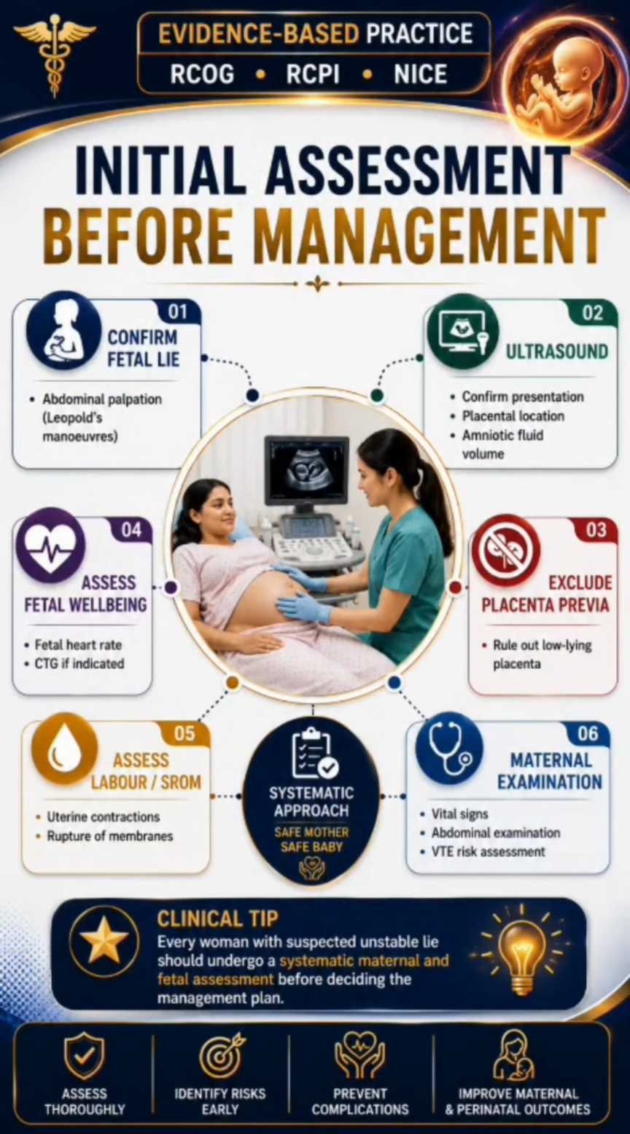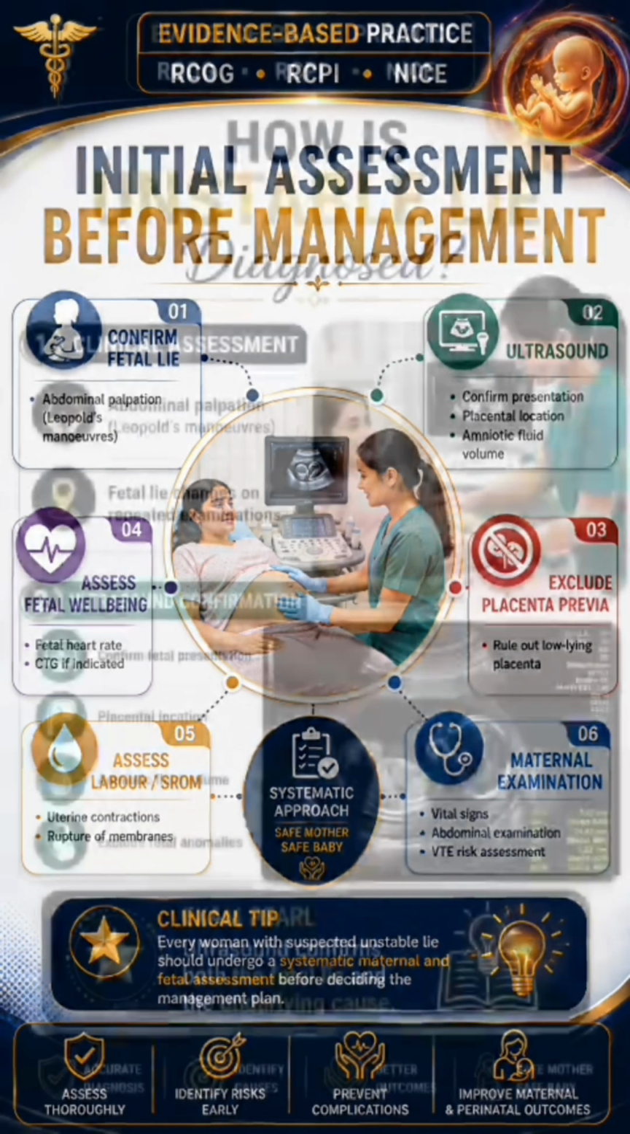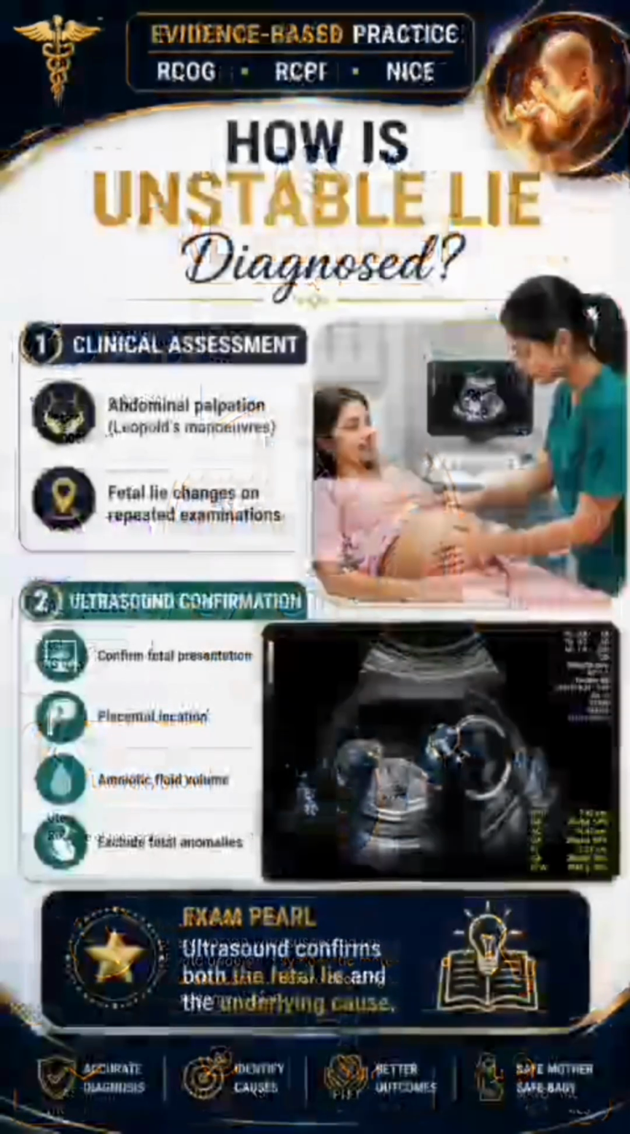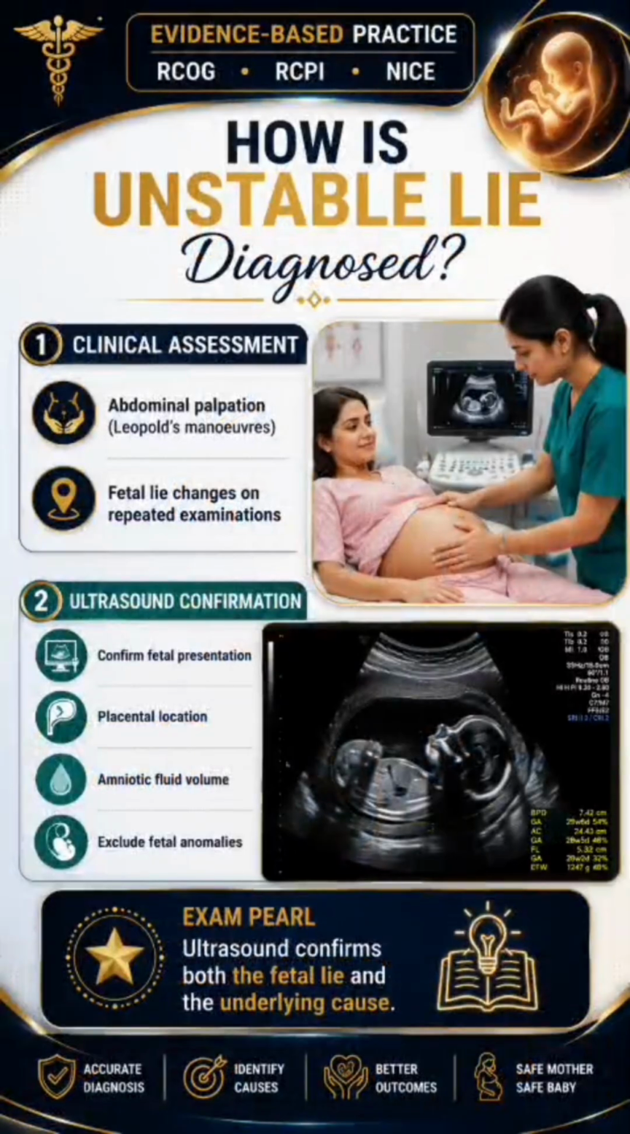Second, perform an ultrasound examination. Ultrasound confirms the fetal presentation, placenta location, and amniotic fluid volume. It helps identify any underlying causes such as placenta previa, anomalies, or fetal abnormalities. Third, it is essential to exclude placenta previa, as a low-lying placenta may prevent engagement of the presenting part. And next, assess fetal well-being by either cardiotocography or fetal sonicate. At the same time, assess whether the woman is in labor or whether there has been spontaneous rupture of membranes. Now, how is unstable lie diagnosed?